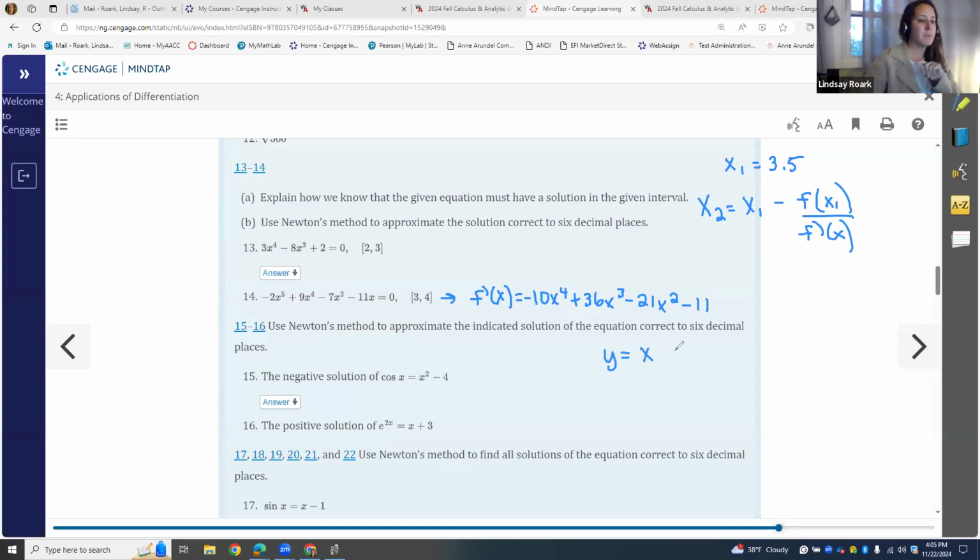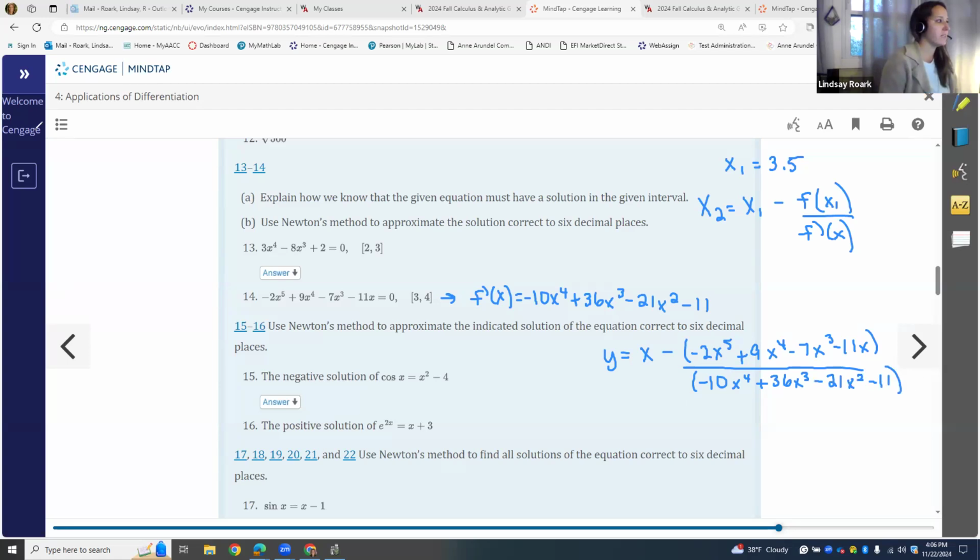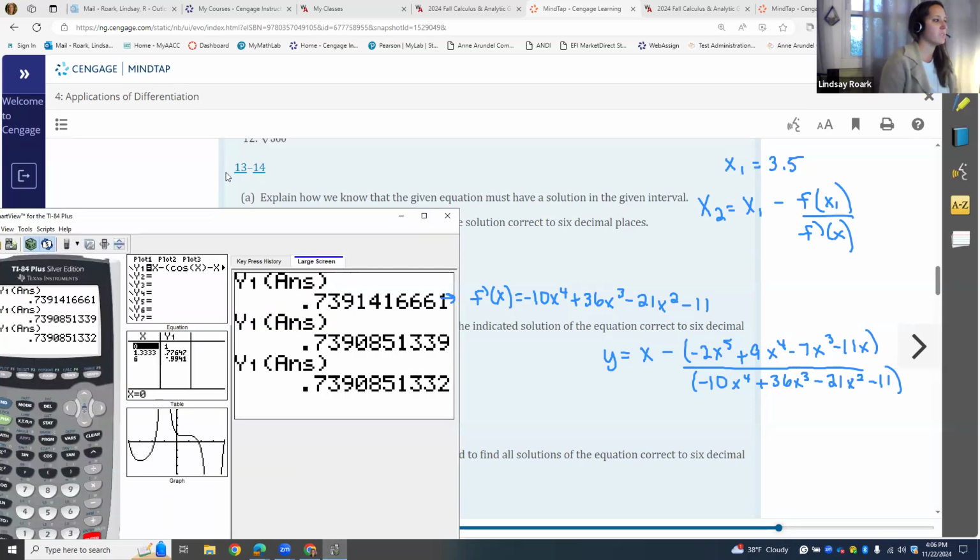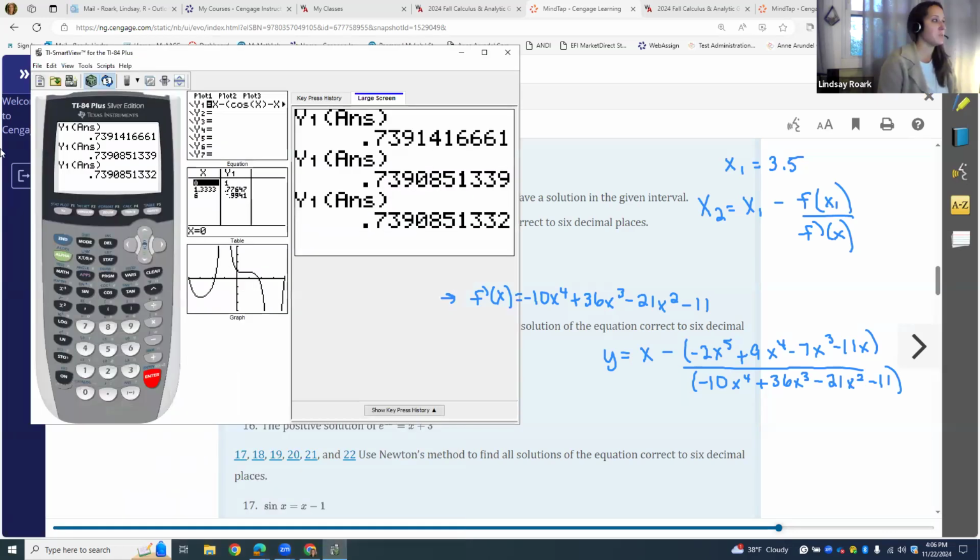I'm going to put in x minus the original, which now I have some regrets that I picked this one, because it's going to be kind of annoying to put into the calculator, but still less annoying than actually doing it. Okay, minus 11x and then all divided by the derivative, which again was negative 10x to the fourth plus 36x cubed minus 21x squared minus 11. Okay. Whew. All right, so let's go ahead and get the graphing calculator out, just so I can show you one more time how easy it is to do in the calculator.